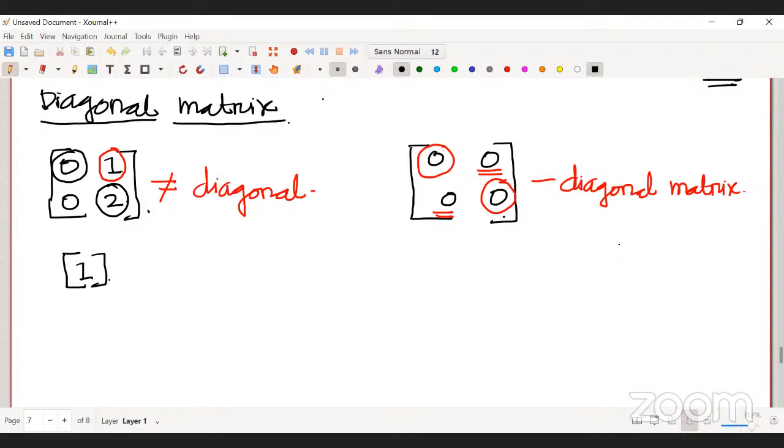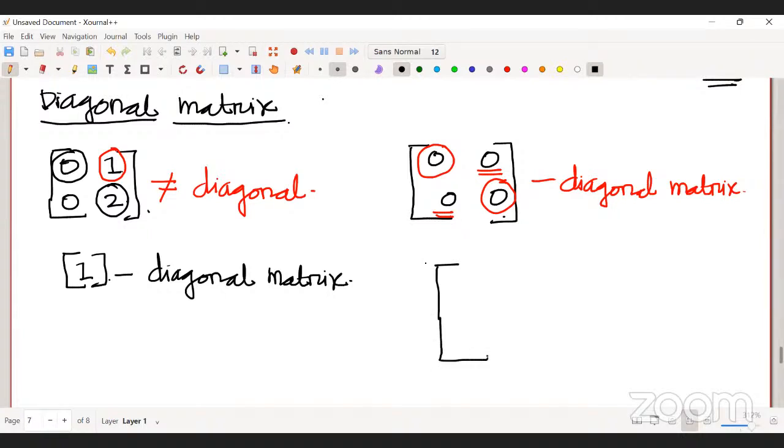It says that if a matrix has some non-diagonal entries, then all the non-diagonal entries are 0. But this matrix doesn't have any non-diagonal entries, so I don't have to check. So this is vacuously a diagonal matrix. Clear? Yes, sir. Okay. So what about this one?